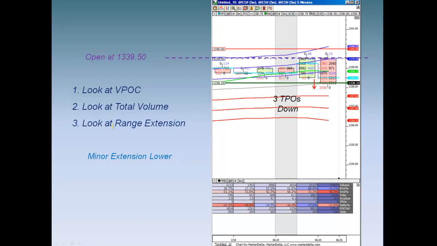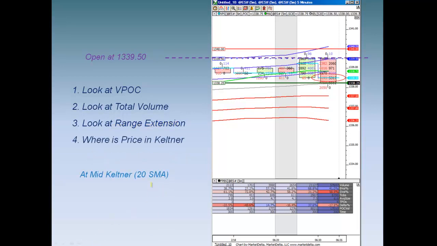That's the next important thing we want to talk about, this range extension. Take a look. This was the low of this candle. Now we extended even lower by 3 TPOs, 3 ticks below. It is a minor extension lower, but nevertheless, with all these other factors that are somewhat bearish, it just adds to that bearish pressure.